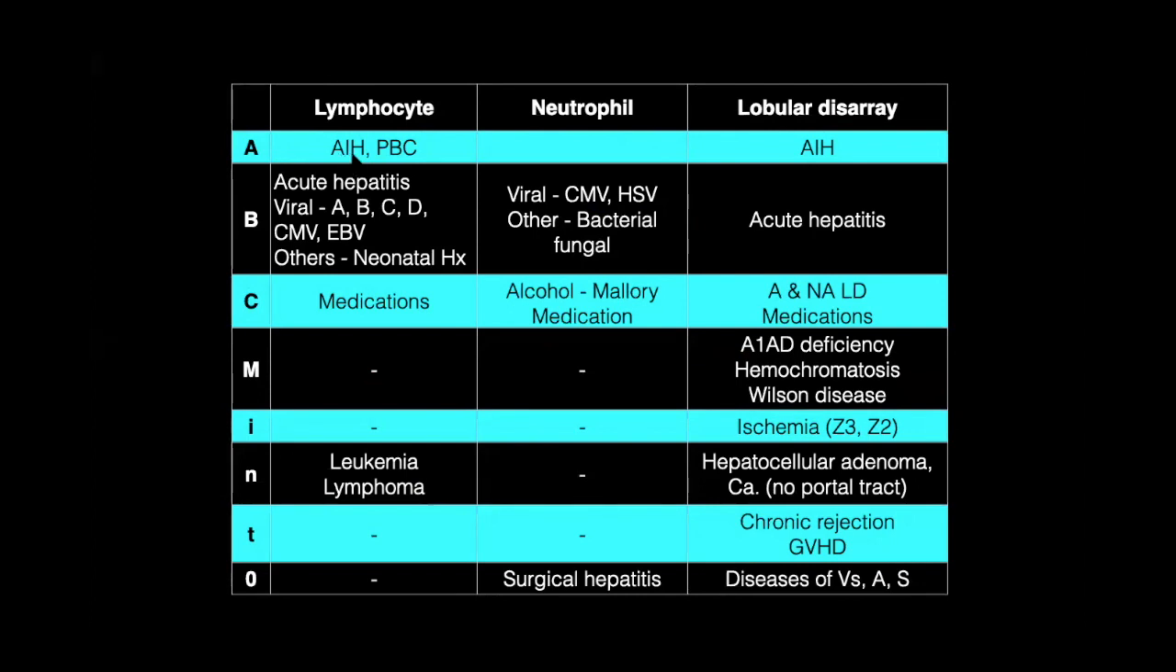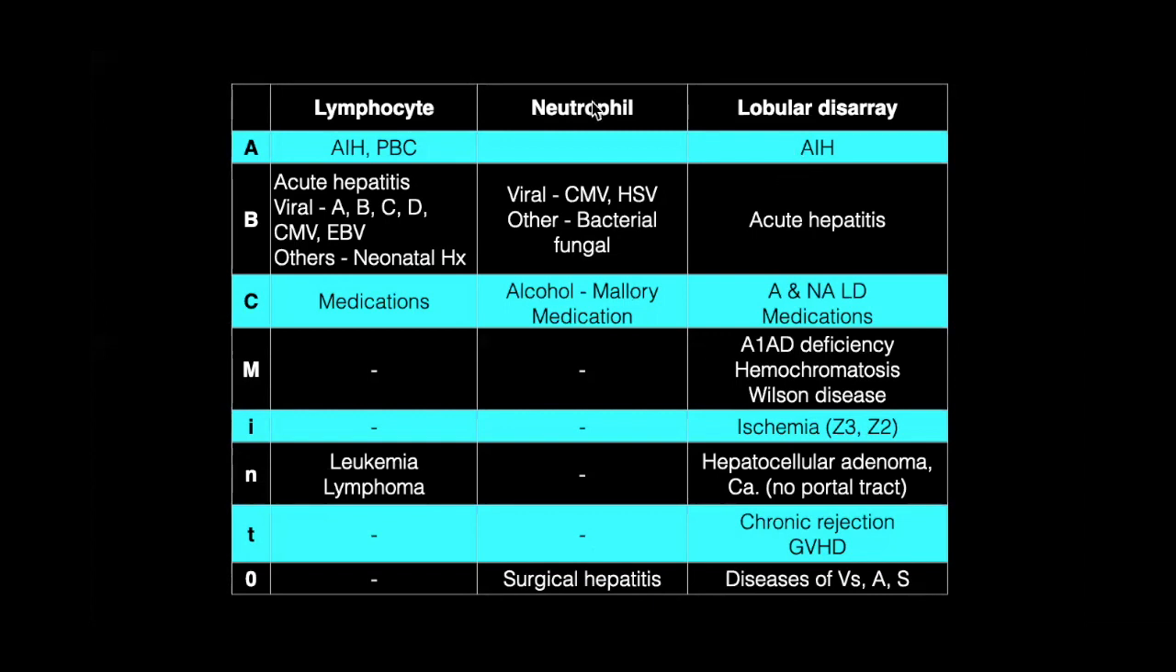can be seen in autoimmune hepatitis, primary biliary cholangitis, acute hepatitis, viral A, B, C, D, CMV, EBV, and neonatal hepatitis. In medications, remember medications will cause anything. In leukemia, lymphoma, there will be distressed lobule with a lymphoid infiltrate in the lobules. Neutrophils are predominantly seen in CMV, HSV, bacterial infection, and in fungal infection. In alcoholic hepatitis, Mallory-Denk bodies usually attract the neutrophils. You see them along with neutrophils. Medications will also cause neutrophilic infiltration. And in surgical hepatitis, we will see what is surgical hepatitis in a minute.